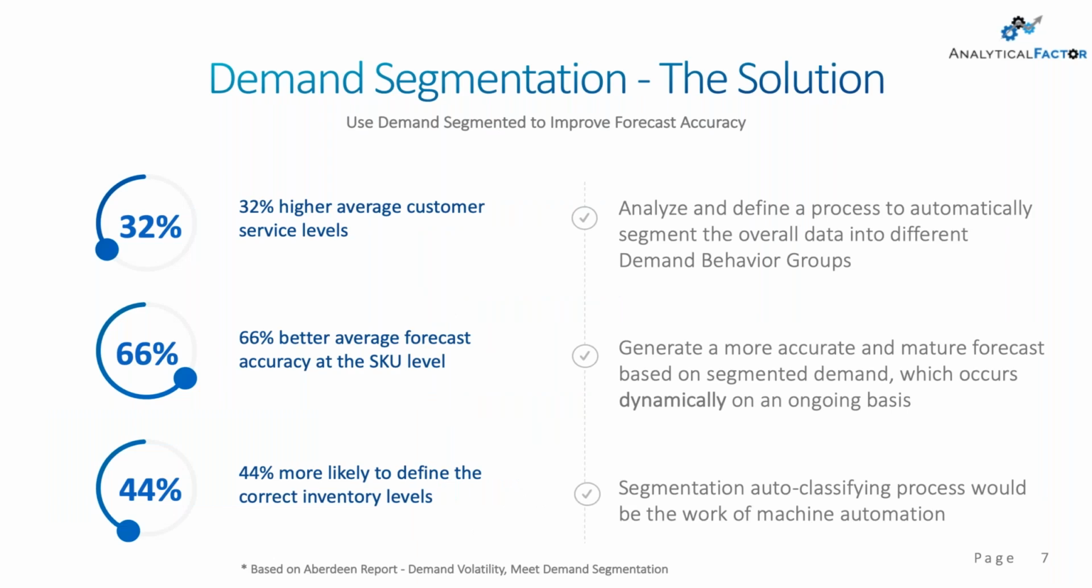So when it comes to demand segmentation, what's the solution? From the perspective of the market, if you segment your data into, as in the example I gave, the three buckets, customers who do that, and are not using one forecast method but have different forecasts for the different segments, see a 32% higher average customer service level because they have the ability to focus.